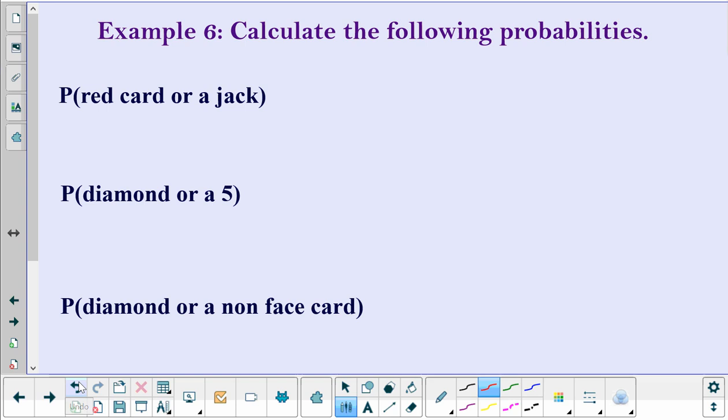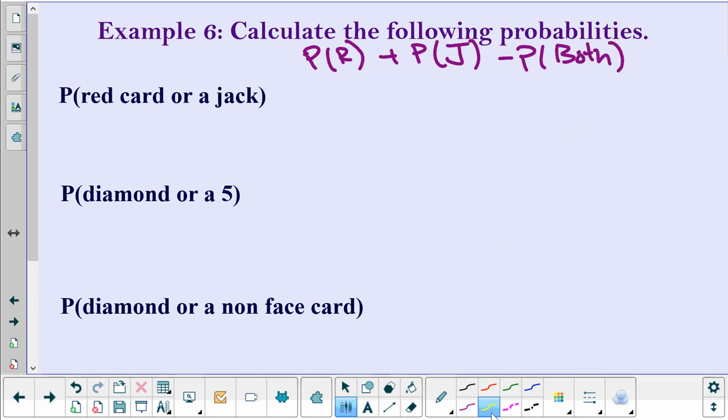All right, so now let's set up some other probabilities where we have to actually find the probabilities ourselves. In all of those first few examples, we were given the percentages. In these, we have to set them up ourselves. So the first one says the probability of a red card or a jack. If you go back to that standard deck of cards, I'm looking for the probability of red plus the probability of a jack minus the probability of both.